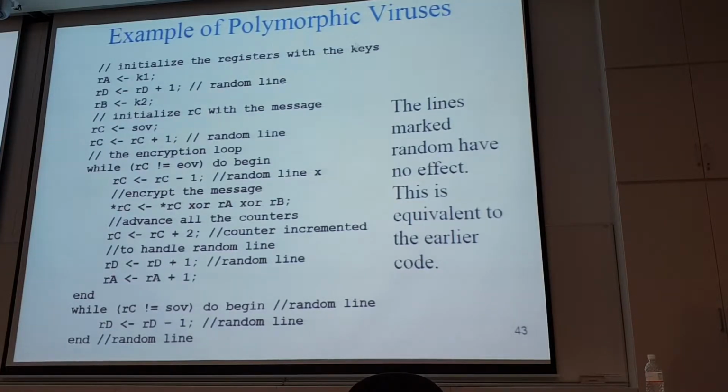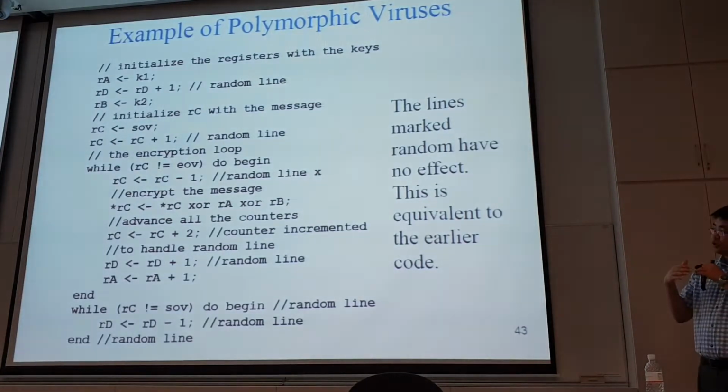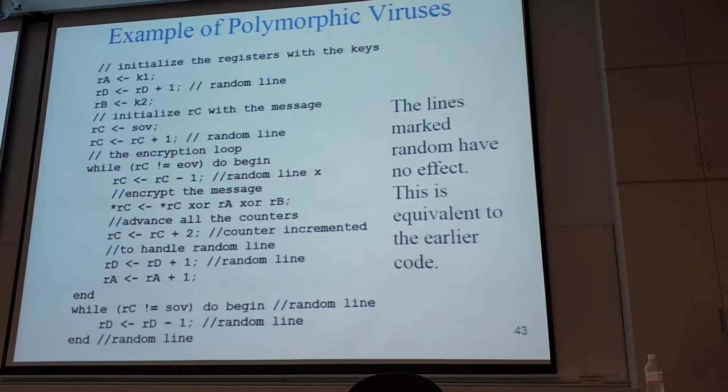But now in a polymorphic virus, it can make the decryption algorithm, the decryption subroutine, change every time. So this is basically the same code we have seen in the previous slide, but we add a lot of dummy operations here. These dummy operations have no effect. However, the code looks very different.